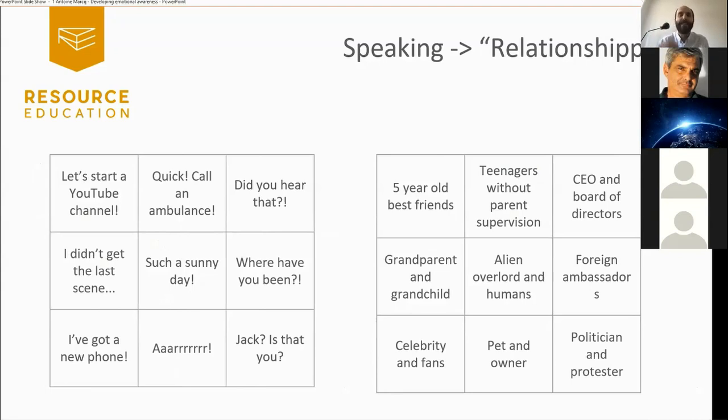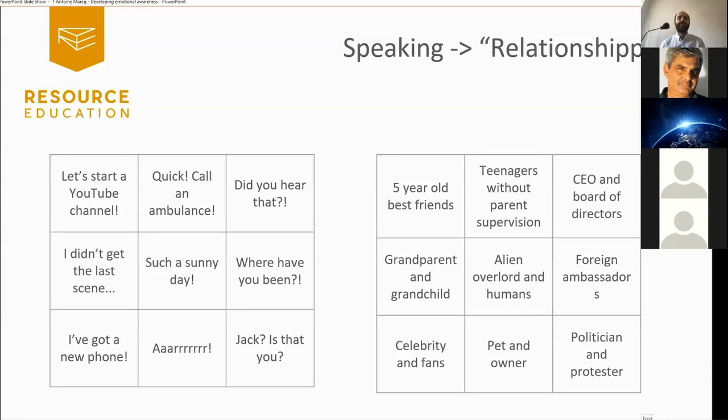Finally, relationshipping. For any speaking activity, I will give my students very weird relationships, no matter what the role play is. So on the left, you have conversation starters, and they can be serious, they can be a bit wacky. "Did you hear that?" "Arr! Jack, is that you?" And they have to start a conversation. The conversation starters can also be very formal. "All right, I'd like to start this meeting by firing Bob." "Last semester's report. Let's talk about last semester's report."